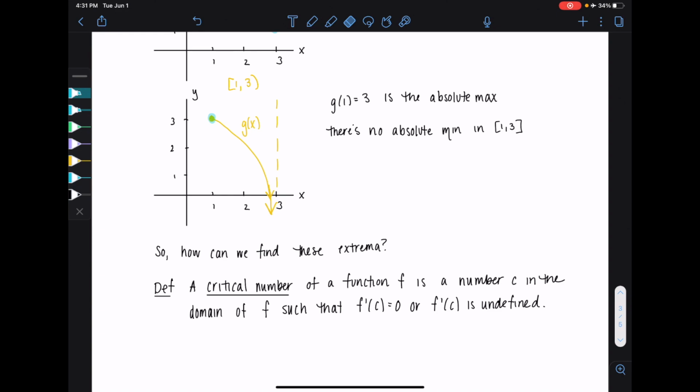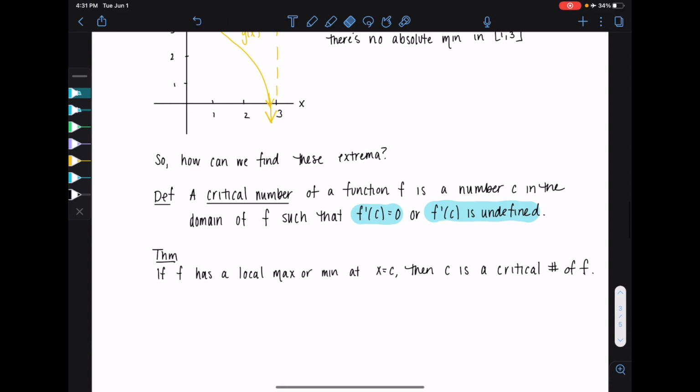A critical number for a function f is a number c in the domain such that the derivative evaluated at c is 0 or the derivative is undefined. So basically you have a flat tangent line at that point, or you have an infinite tangent line, or the tangent line doesn't exist. These points are super important to us. So if we have a local max or min at some value x equals c, c is immediately known to be a critical number. So critical numbers are really important because they're possibilities for extrema.